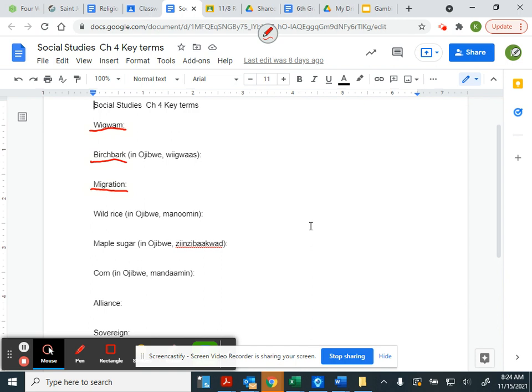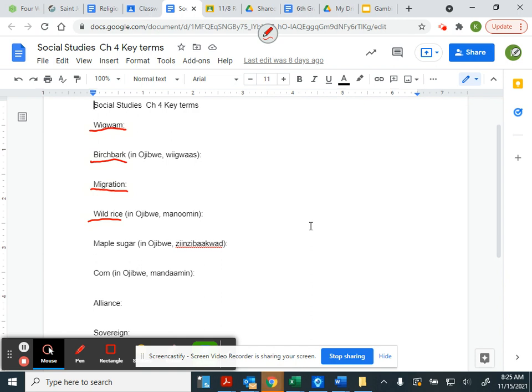So it could be the birds flying south, moving from the north to the south in the wintertime where it's warmer. Could be people migrating from one country to another. Could be just moving around areas. So we talked about the Dakota and how they followed the buffalo. They were migrating wherever the buffalo were going. We're going to find out how the Ojibwe migrated.